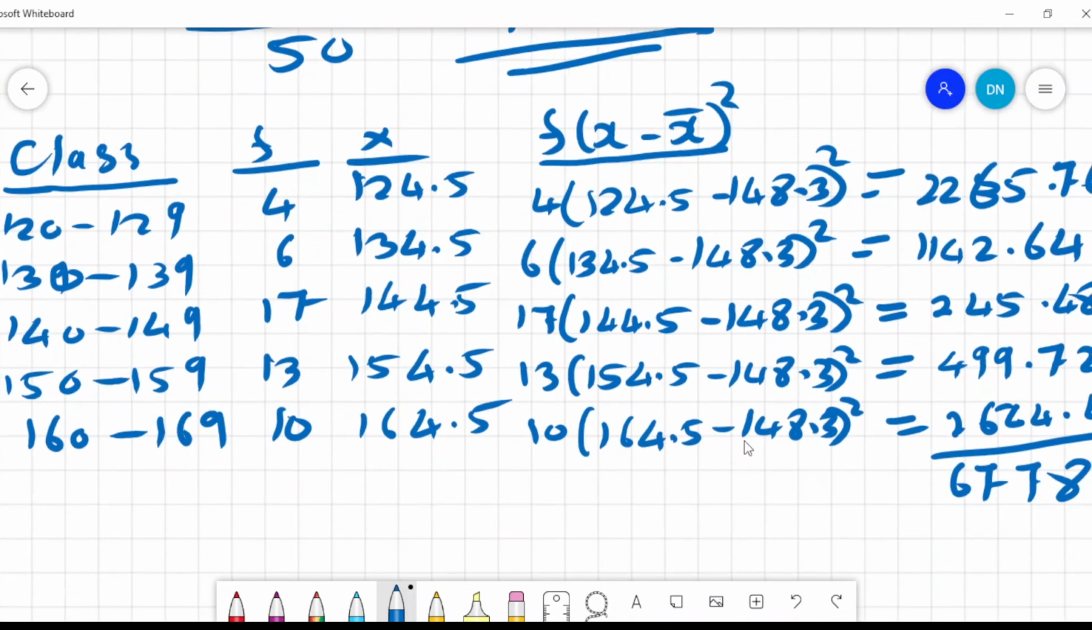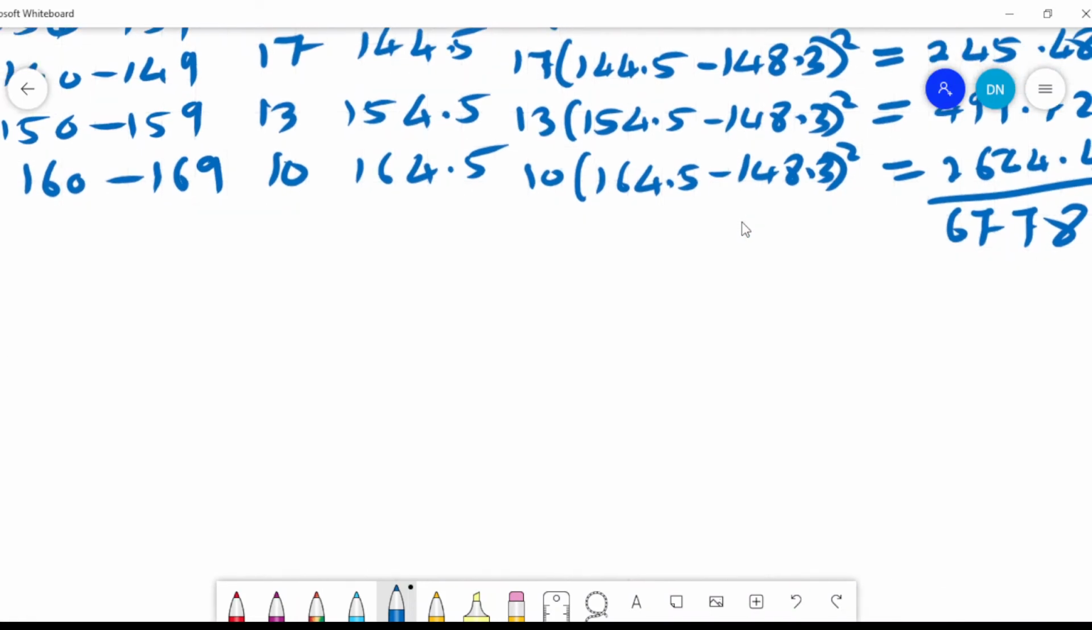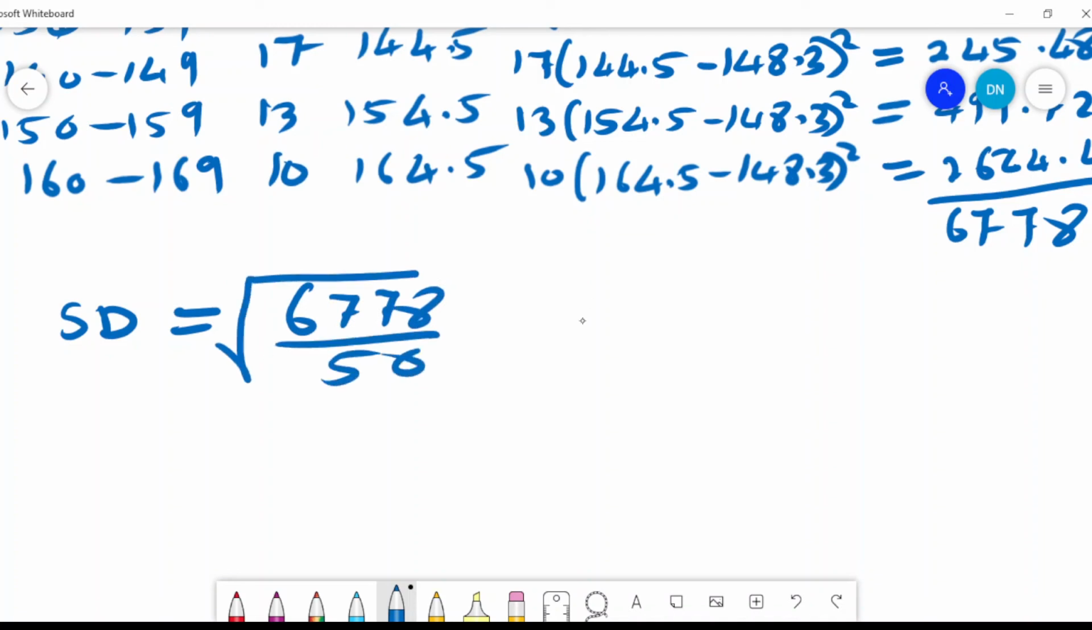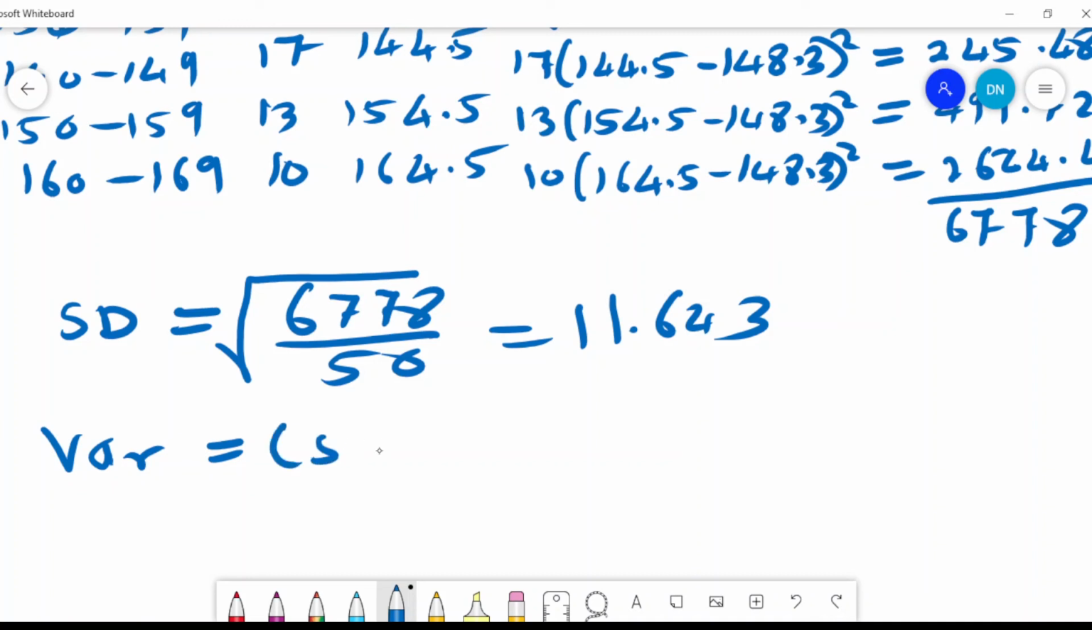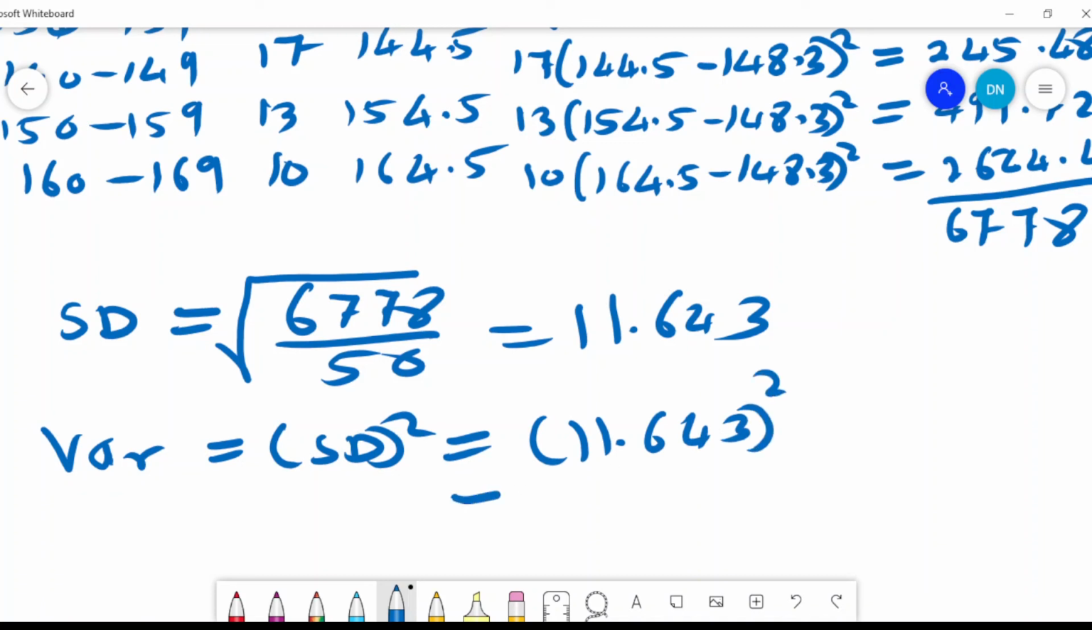If you sum this, it gives you 6778 as the final value of the summation. So that is the sum after you sum them up. And so what does that mean? It basically means that the standard deviation is equal to the square root of 6778 divided by 50, and that will give me 11.643. What about the variance? The variance is equal to the standard deviation squared, which is 11.643 squared, and that will give me 135.56. So that is how you compute the mean deviation, the standard deviation, and the variance of grouped data.